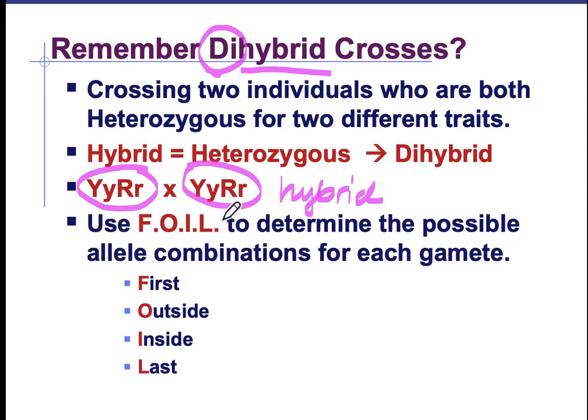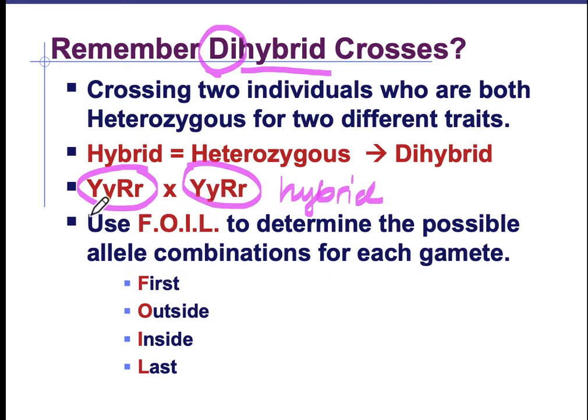This doesn't work out if you use an individual that's not heterozygous or hybrid for both of these traits. So if you were crossing someone who was homozygous dominant for color and heterozygous for the other trait, you're not going to get the same Punnett square workout.